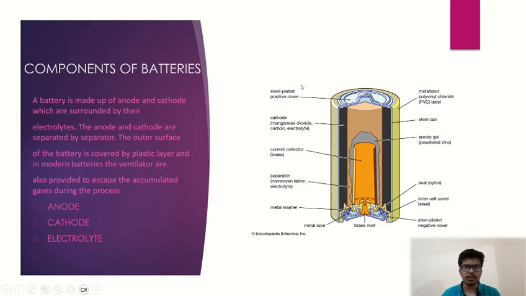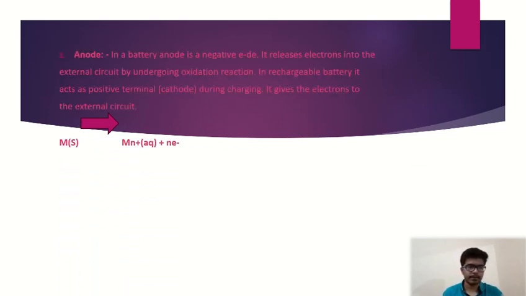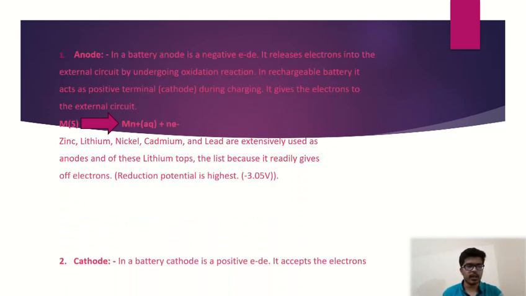As you can see in the figure, the anode and cathode are separated by an electrolyte, and the battery is covered by a plastic layer. Now let's know the components one by one.